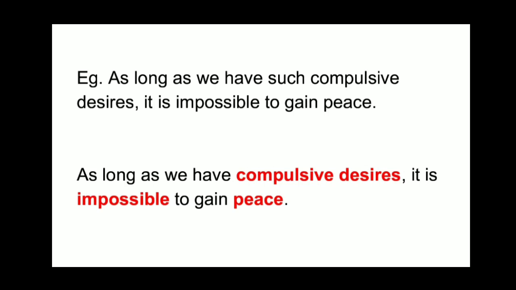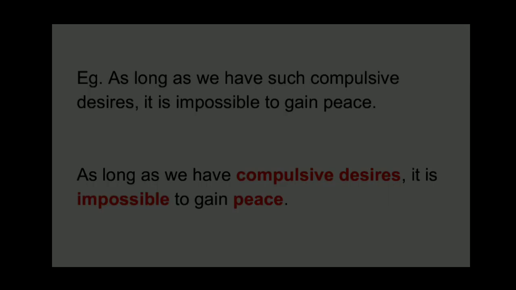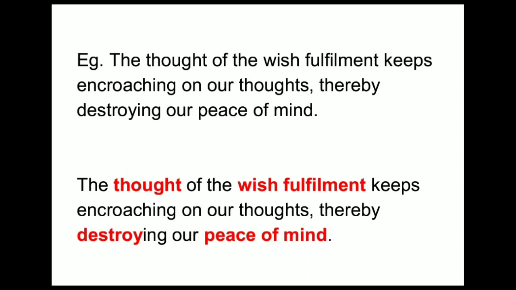Example of what I mean by information words and underlining them. Assume that you have a passage in your hand and you're reading this particular sentence. As long as we have such compulsive desires, it is impossible to gain peace. Now, my keywords are highlighted in red: compulsive desires, impossible, peace. Second example. The thought of the wish fulfillment keeps encroaching on our thoughts, thereby destroying our peace of mind. The highlighted words are thought, wish fulfillment, destroy, peace of mind.